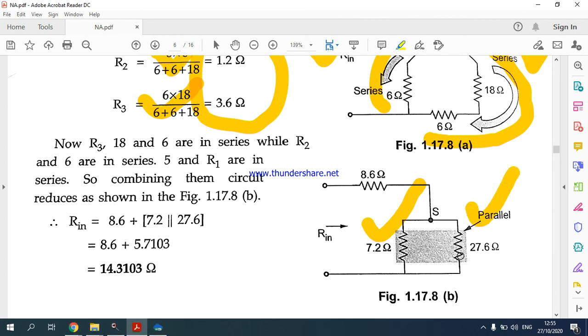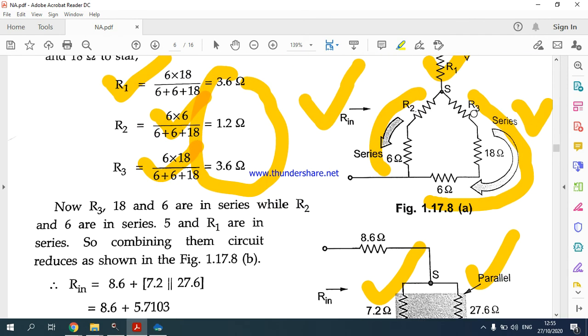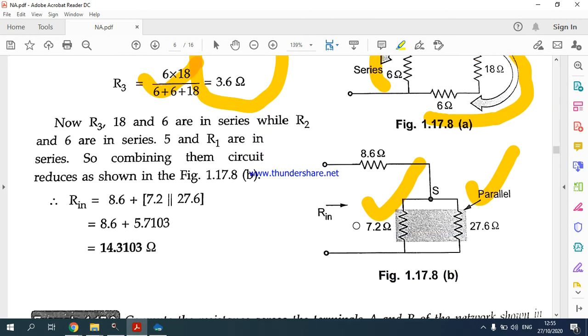Now, you got 27.6 from adding R3 plus 18 plus 6. R3 is nothing but 3.6 plus 18 plus 6. Next, R2 is nothing but 1.2 plus 6. You will get 7.2.